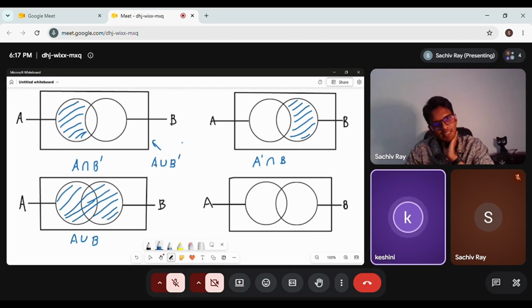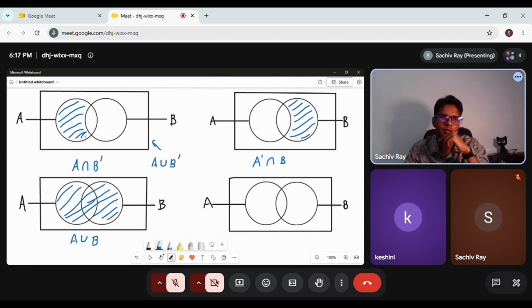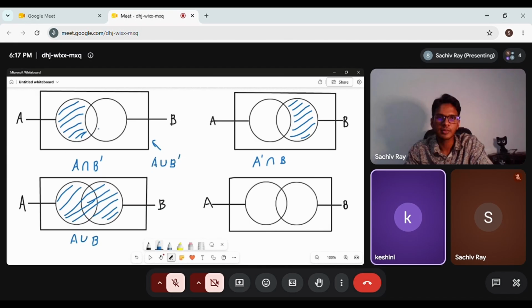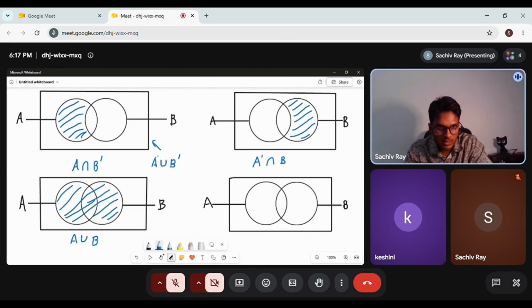If we get it like that, we have to color the whole part of A. Whole part of A, are you sure? This is a part of B as well, right? So can you color that? No. So what we have to do when you get it like this is color the outside as well.